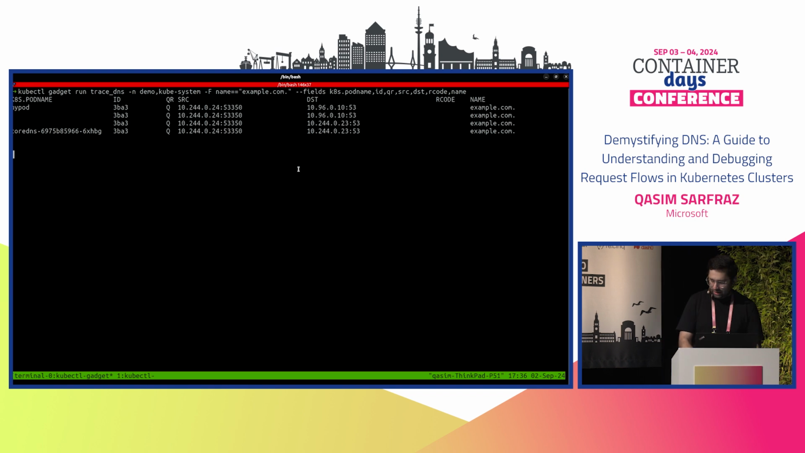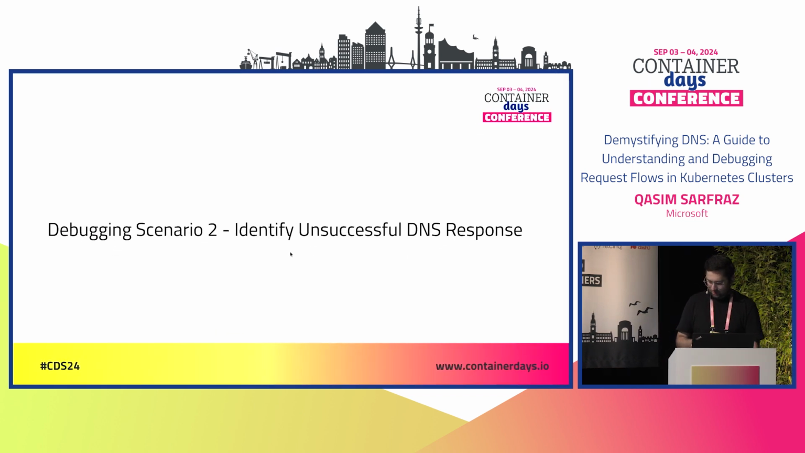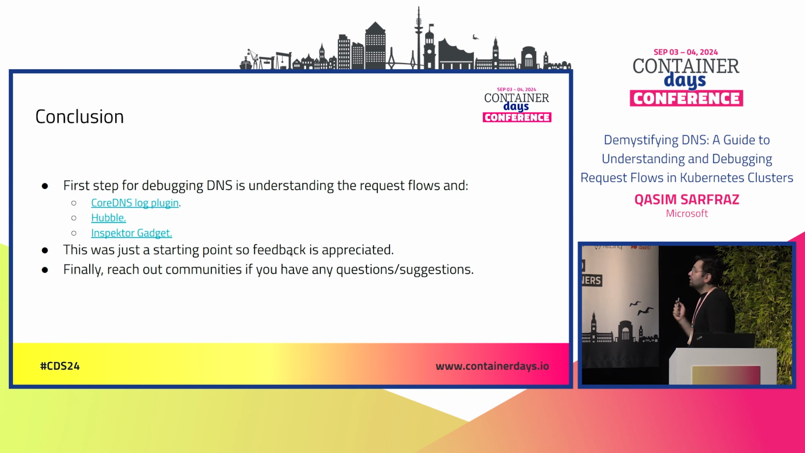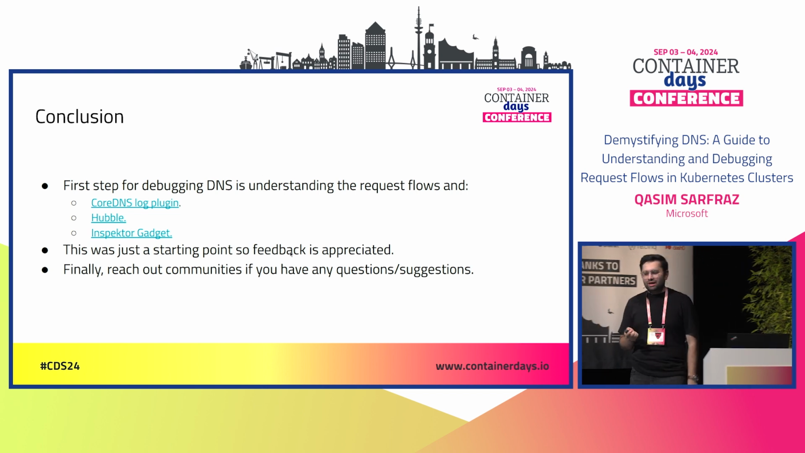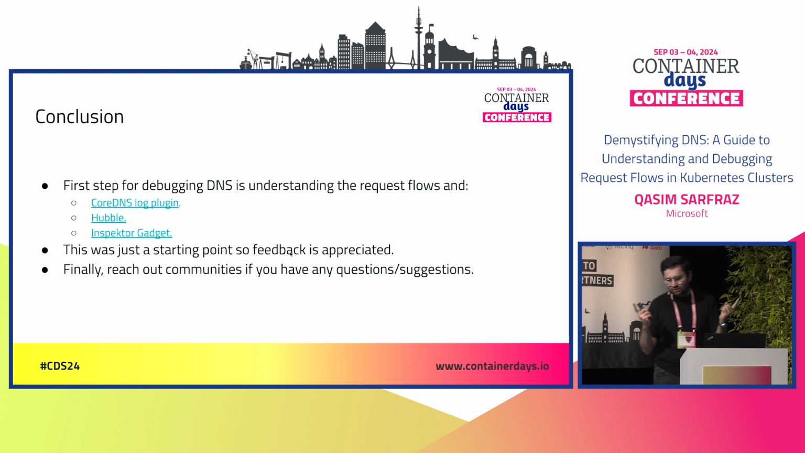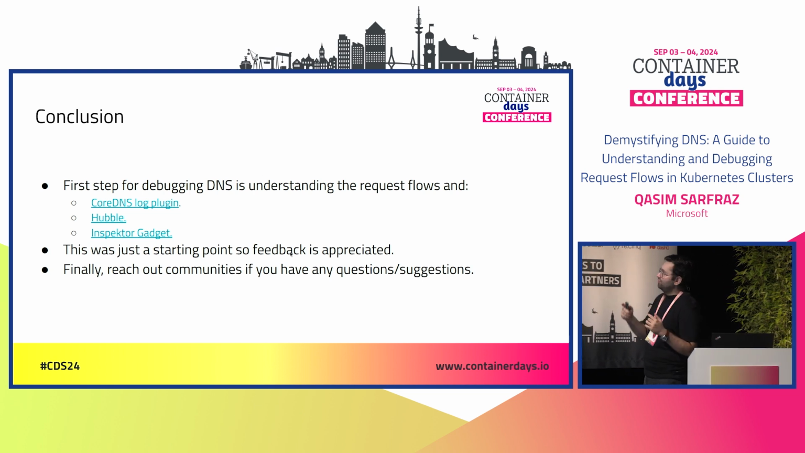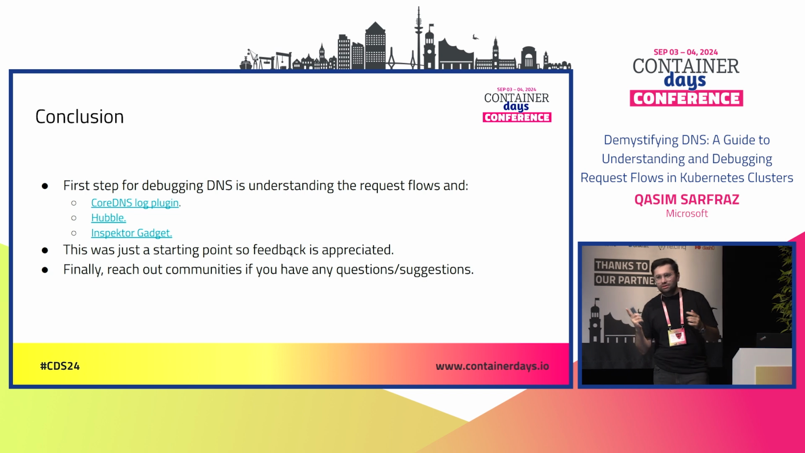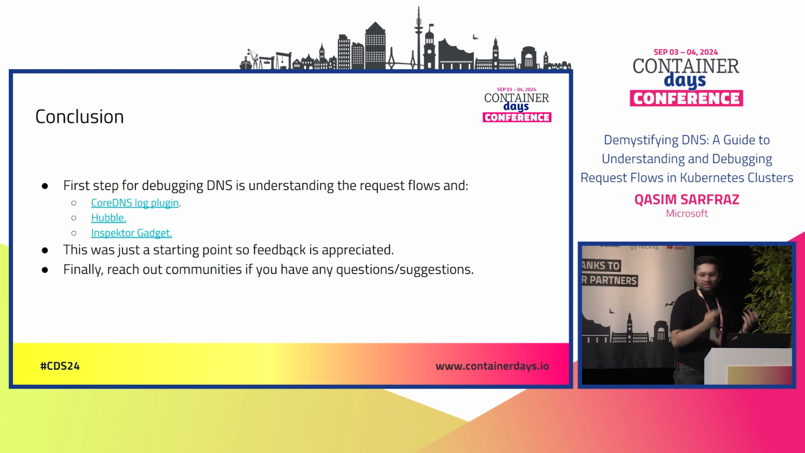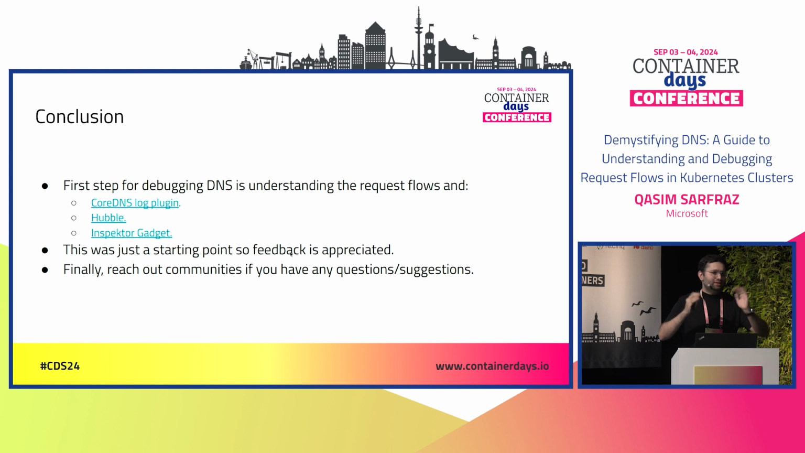Let's get back to the slides. OK, great. So to conclude, the first step for debugging DNS is actually understanding the different components and request flows. And for that, we have the CoreDNS log plugin. We have Hubble and Inspektor Gadget. This presentation was just a starting point, because the traces can change depending on your CNI and DNS setups.